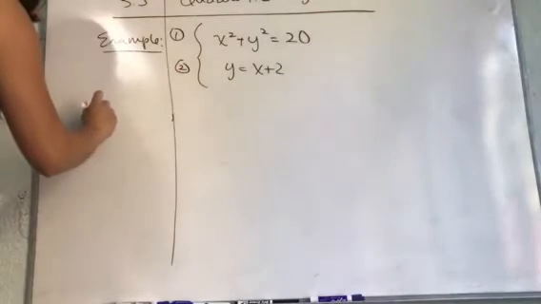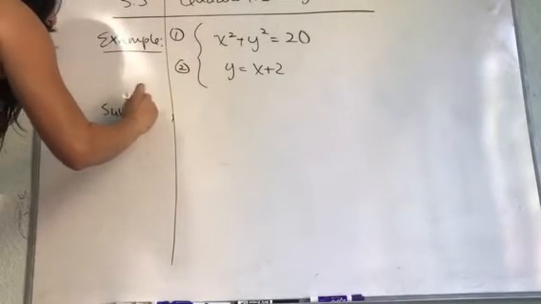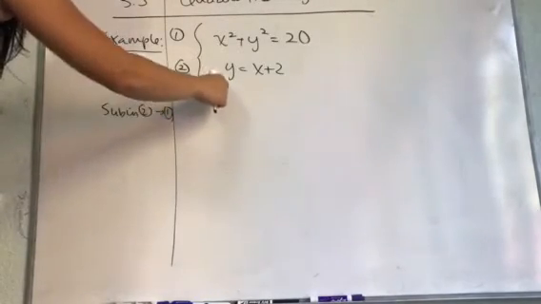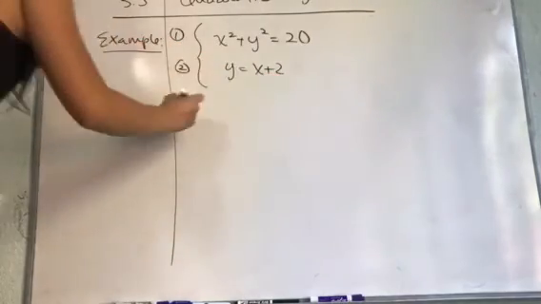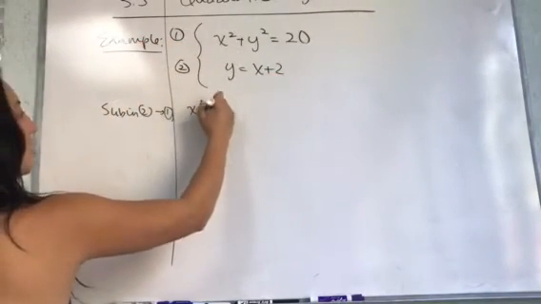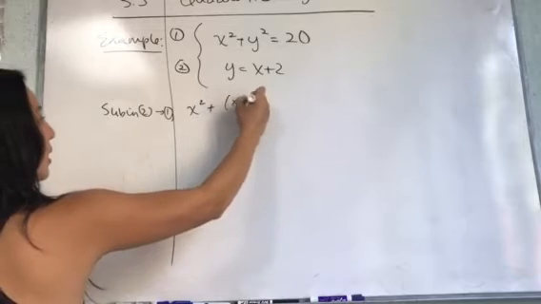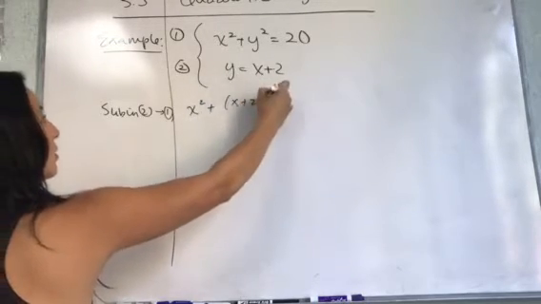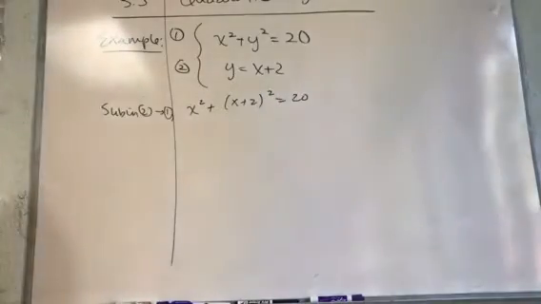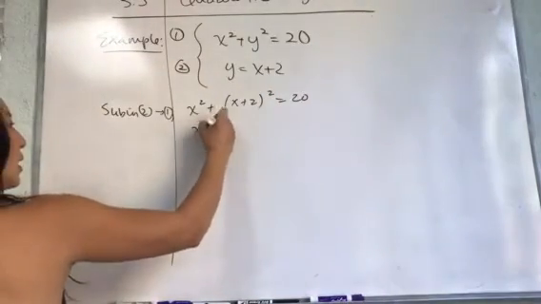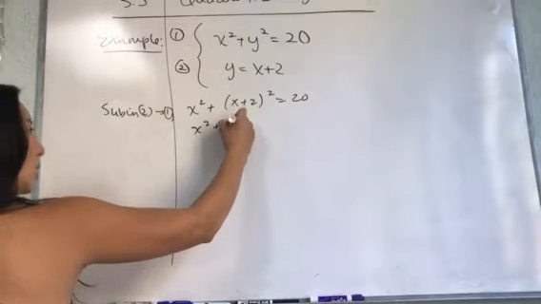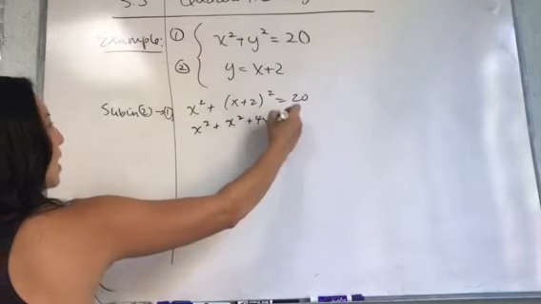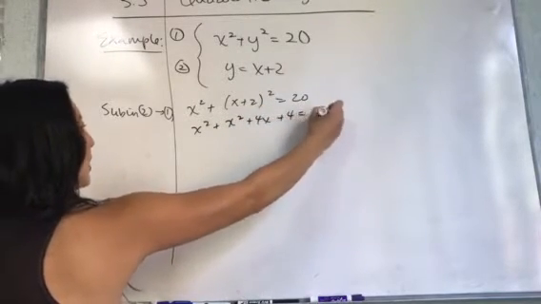So I'm going to sub in equation 2 into equation 1 because it already says y is equal to. So everywhere that I see y, I'm going to plug in x plus 2, because y is x plus 2. All right? If I expand this, I get x squared plus 4x plus 4 is equal to 20.